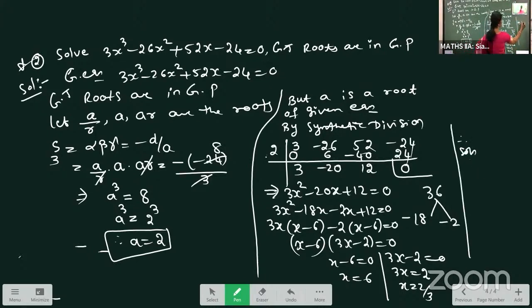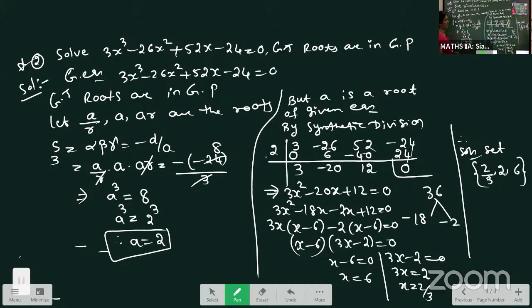Therefore, the solution set: you write all 3 values together. There is no need for order, you can write it any way, but generally ascending order is used. 2 by 3 is the least value, next value is 2, then 6. So like this you have to give the conclusion.